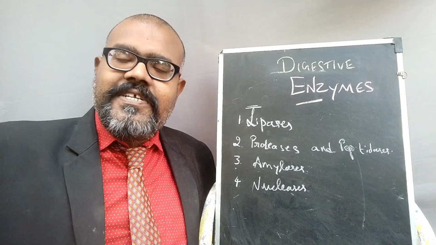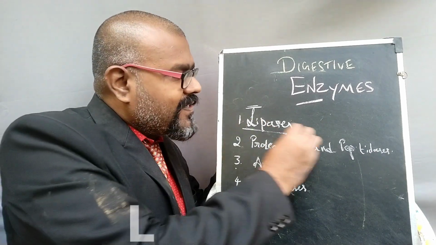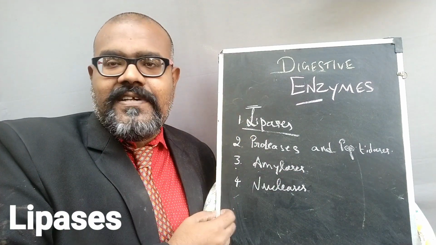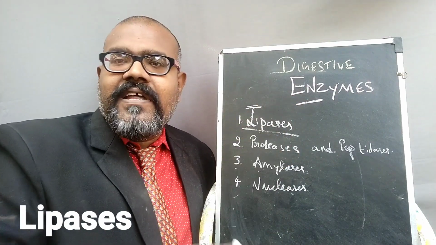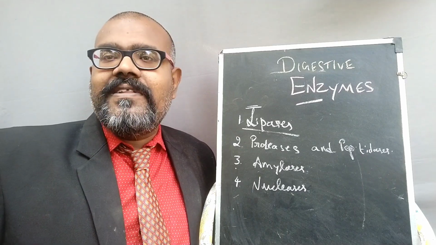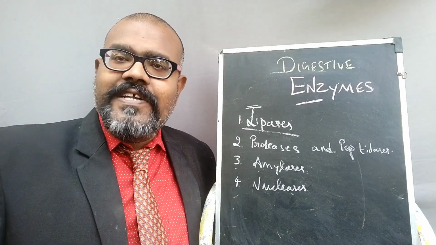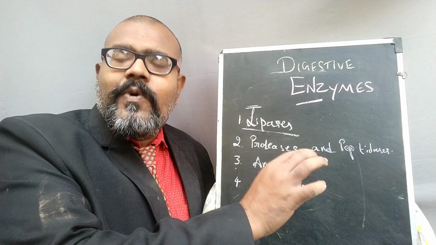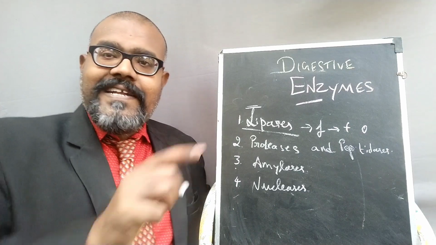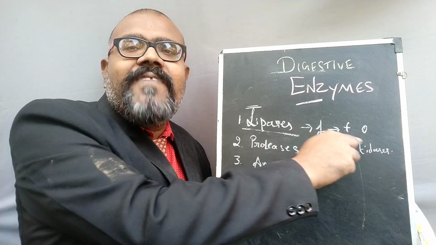On the basis of the targeted substrates, we can classify our digestive enzymes into 4 different types. The first is lipases. The lipases particularly target the fats. There are so many lipases, for example lingual lipases, pancreatic lipases, and gastric lipases. They are present in the human body and act as digestive enzymes. These lipases are particularly for breaking down fats and oils. That is the target substrate.